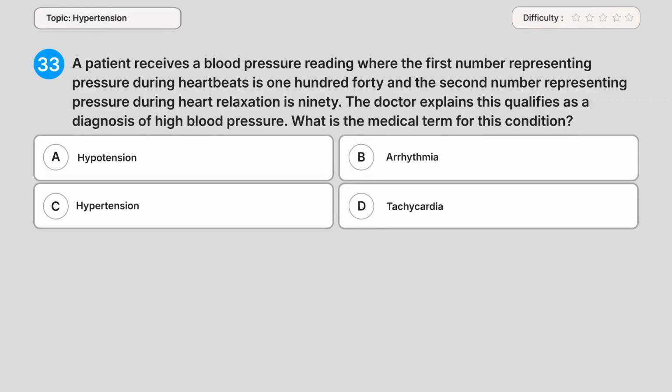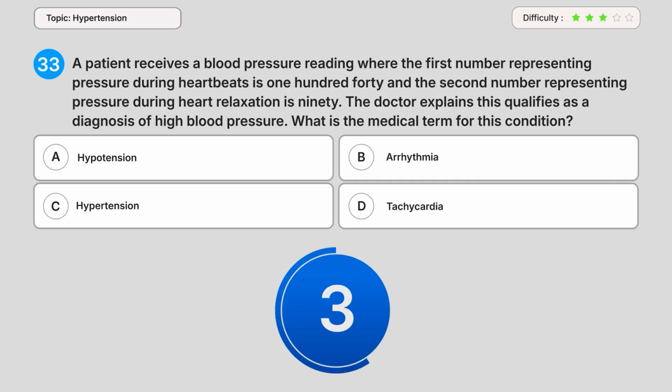33. A patient receives a blood pressure reading where the first number representing pressure during heartbeats is 140 and the second number representing pressure during heart relaxation is 90. The doctor explains this qualifies as a diagnosis of high blood pressure. What is the medical term for this condition? A. Hypertension. B. Arrhythmia. C. Hypertension. D. Tachycardia. What do you think is the answer?